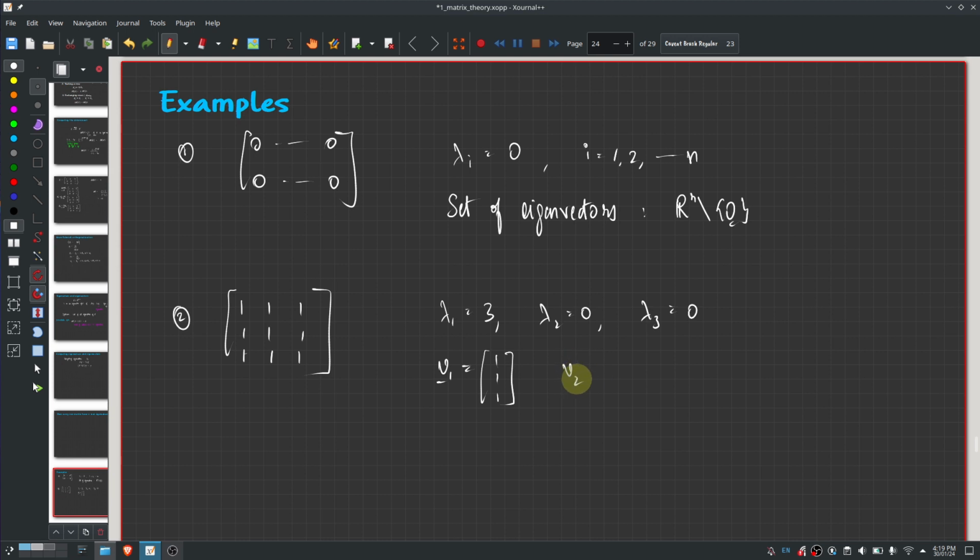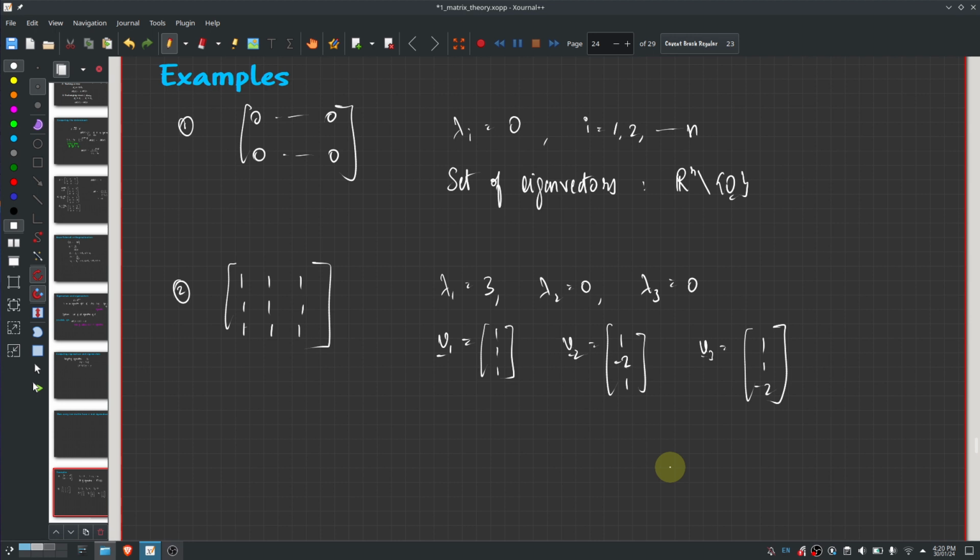What about 1, minus 1? 1, minus 2, 1. Okay. And for 3, give me two linearly independent, can you find any two linearly? Yeah. 1, 1, minus 1. Okay, 1, 1, minus 2. What about 1, minus 1, 0? That is also an eigenvector. So you can easily compute any set of linearly independent eigenvectors.